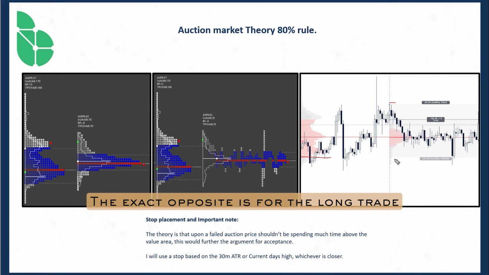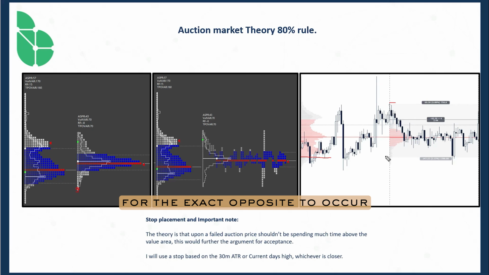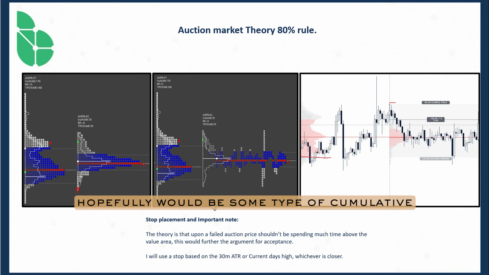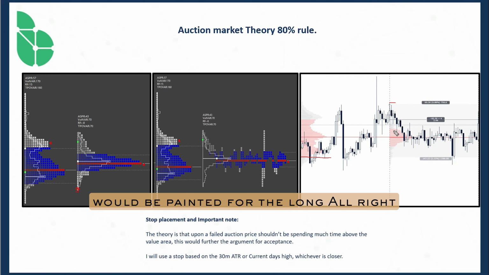The exact opposite is for the long trade, obviously. Okay, so if we open outside of value, so let's say we open down here, you'd be looking for the exact opposite to occur after gaining reacceptance into the value area. So, sellers not getting as aggressive, and hopefully there would be some type of cumulative volume delta divergence at the lows. The exact opposite case that we painted for this short would be painted for the long.